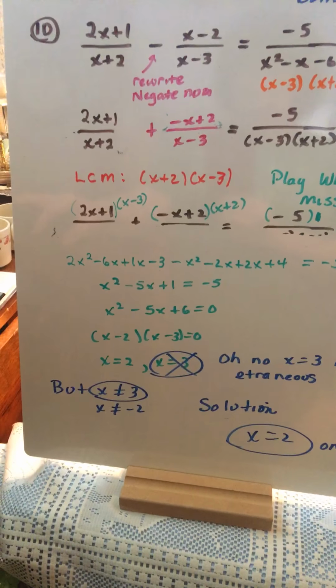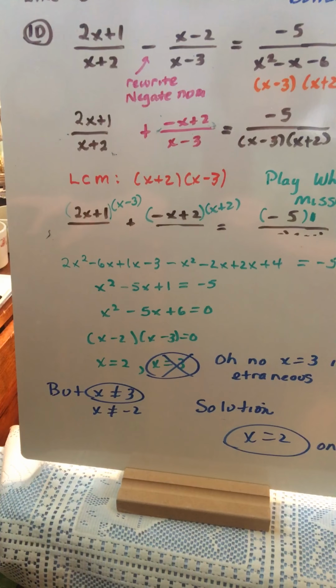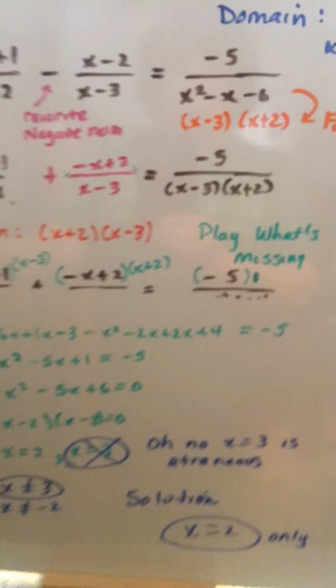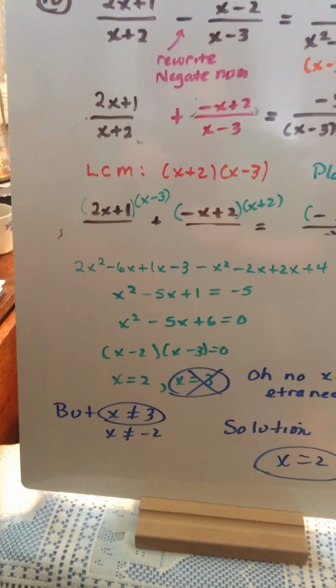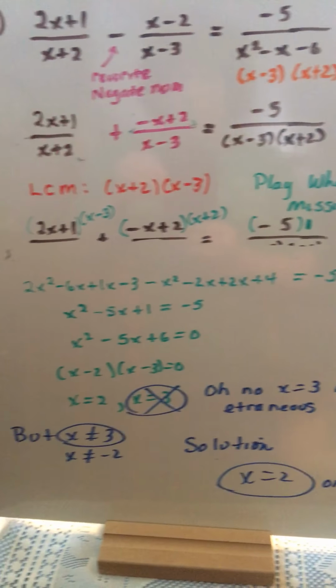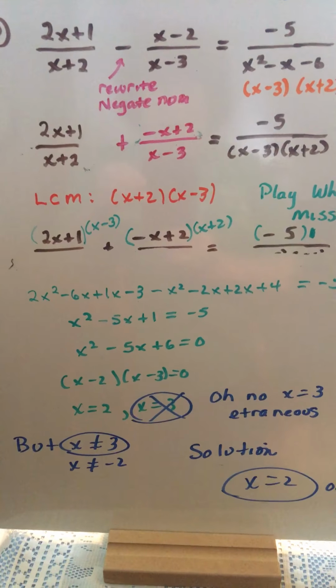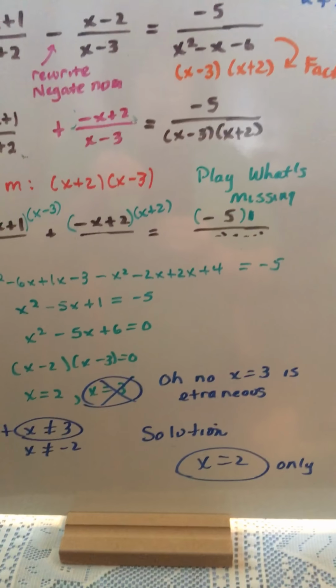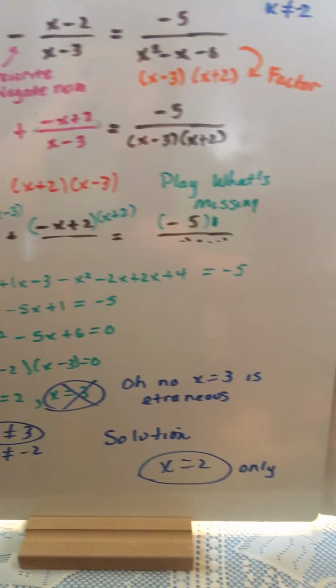And notice that my solution is 2 and my solution is 3. But I can't have the 3. So even though we did everything well here, we end up with one of the solutions extraneous, like we have in so many problems this year. So our only solution is x equals 2.